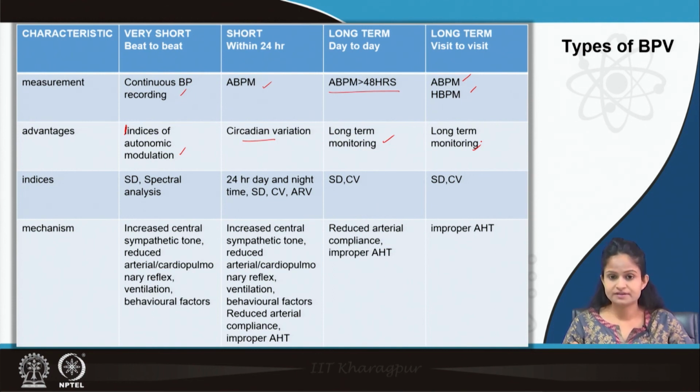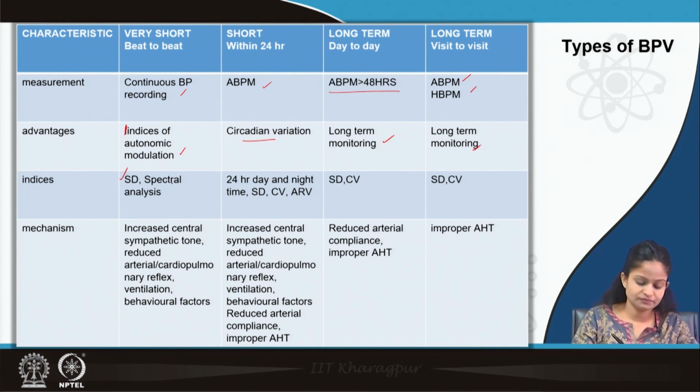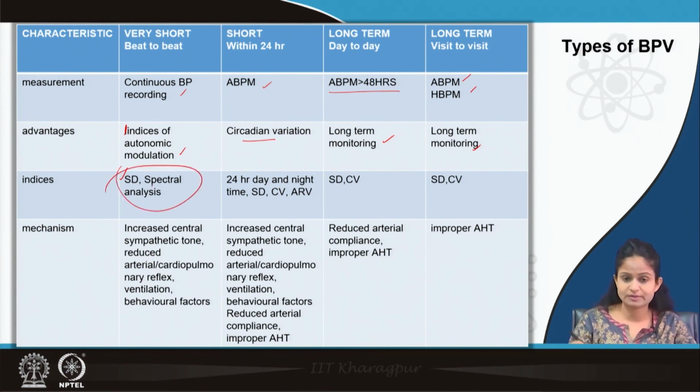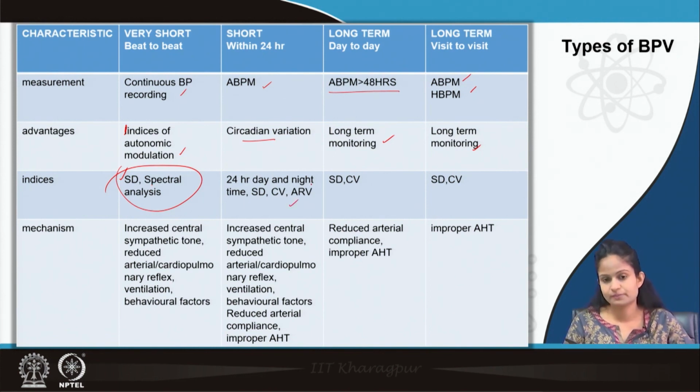Nowadays we get a non-invasive beat to beat blood pressure monitor, which actually illustrates the standard deviations and these indices, spectral analysis. Then we have 24-hour day and night time standard deviations, coefficient of variation for 24-hour, then standard deviation and coefficient of variation for the long term. The mechanisms are more or less the same for the short term regulation and the long term regulations.